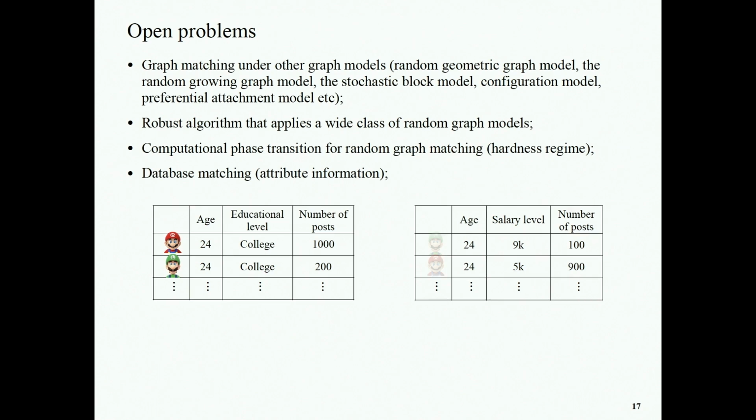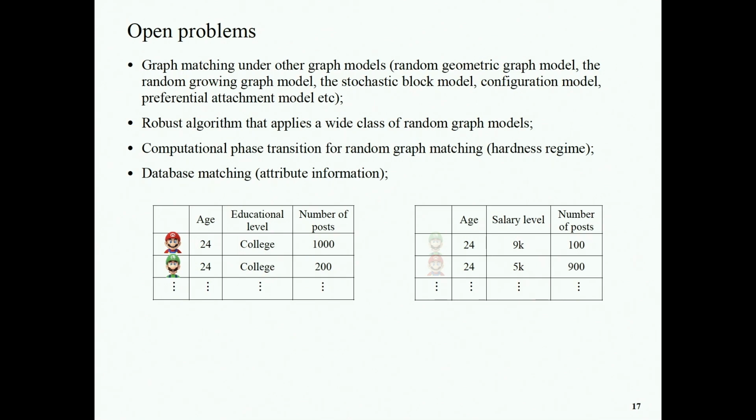The second direction is to develop some robust algorithms. For example, for the Otter-Stanley correlated model I just introduced, you can also view that these two graphs are subsampled from the same parent graph. So what if we change this parent graph, instead of the Otter-Stanley random graph, to be any other graph structure, but still utilize this subsampling to get A and B? And can we develop some robust algorithm that could work for more general graph models?